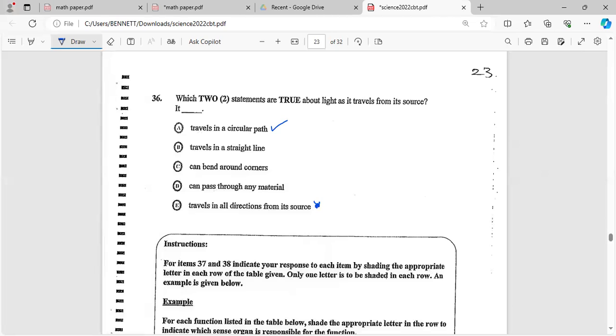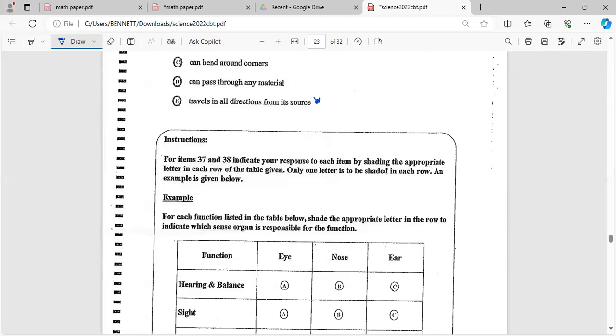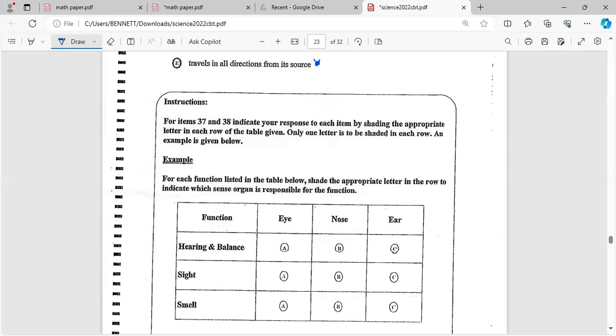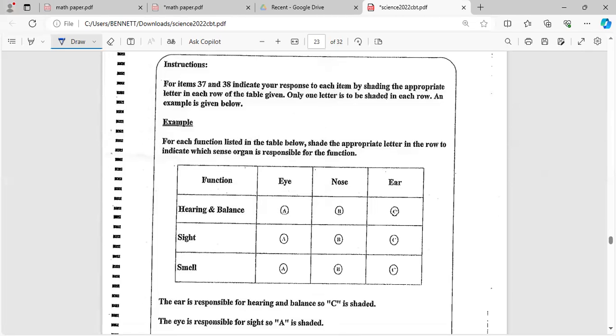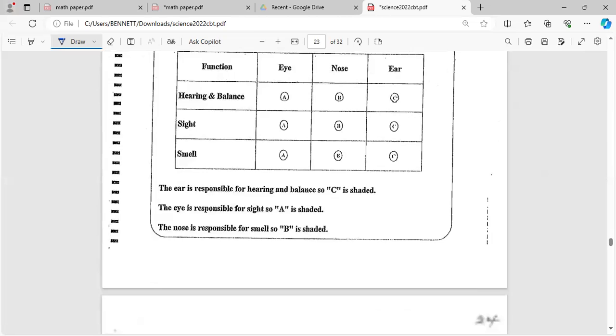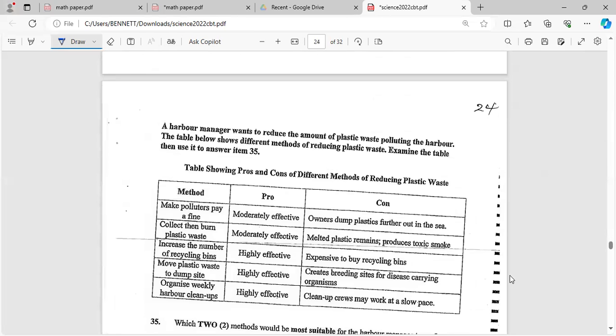I didn't say 35 though. Alright. Instructions for items 37 and 38. Indicate your response to each item by shading the appropriate letter in each row of the table. Only one letter is to be shaded in each row. They give us an example with the hearing and balance sense of smell. You choose whatever, right? So let's go to the choosing one.